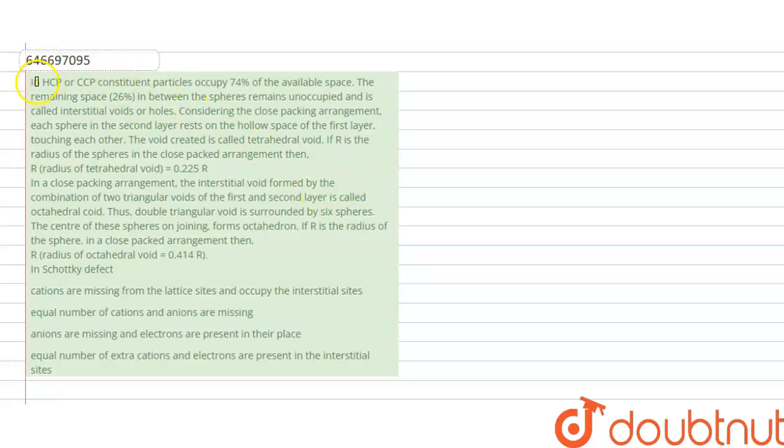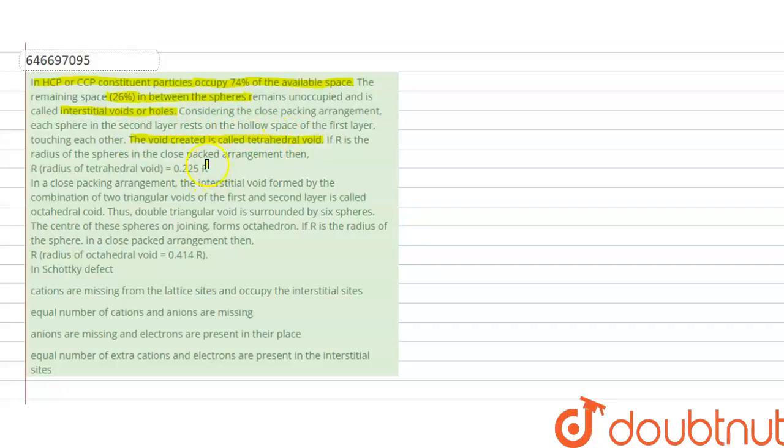So the question says that in HCP or CCP, constituent particles occupy 74% of the available space. The remaining space, that is 26% in between the spheres, remains unoccupied and is called interstitial voids or holes. Considering the close packing arrangement, each sphere in the second layer rests on the hollow space of the first layer, touching each other. The void created is called tetrahedral void.